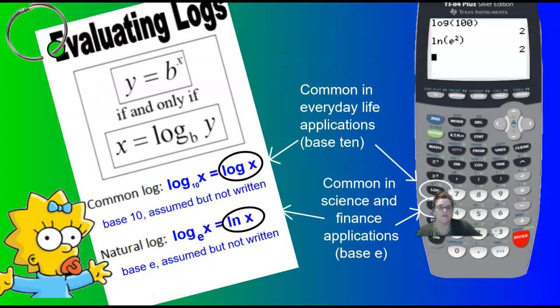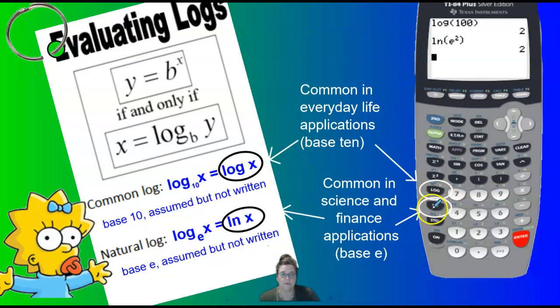Okay, so on the front of your notes booklet for this lesson, evaluating logs, this is the formula where you can rewrite an equation between exponential form and logarithmic form. So if y is equal to b to the x, we're asking in the logarithm, what is that exponent on the base? So the log base b of the argument y will give us the exponent that we're trying to find. Okay, a common log is a base 10 logarithm. It's assumed, but it's not written.